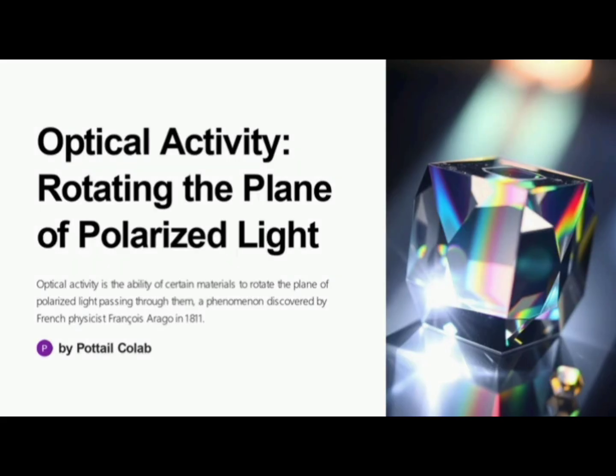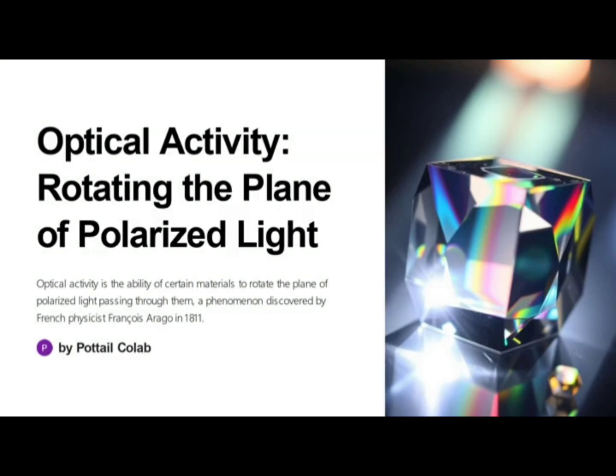We can say it is the ability of a substance to rotate the plane of polarization of a beam of light that is passed through it, or we can also say it is the ability of chiral substances to rotate the plane of polarized light by a specific angle.